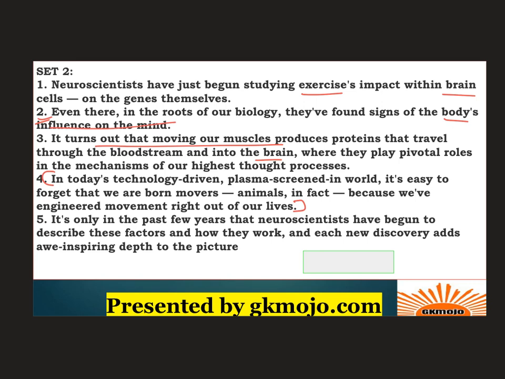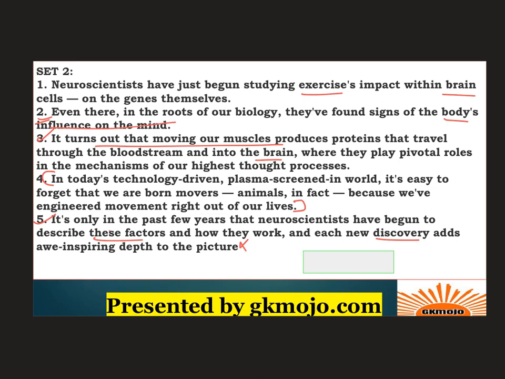So what discovery? What have the neuroscientists begun to describe? What are these factors? So basically it is talking about this third sentence. So this is in continuation with one of the sentences from the paragraph, so definitely this cannot be the odd man out. So I guess it is pretty simple that all other sentences except the fourth sentence relate to the impact of exercise on the brain.